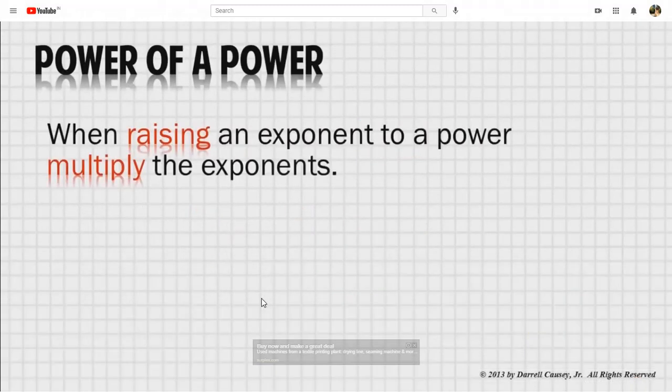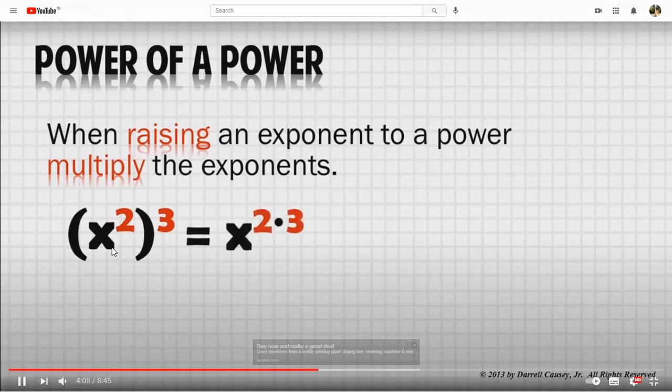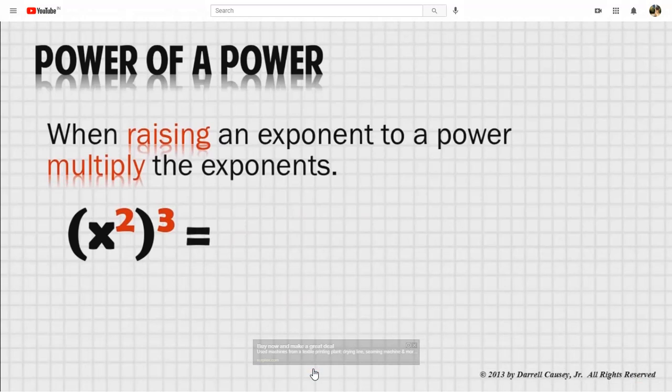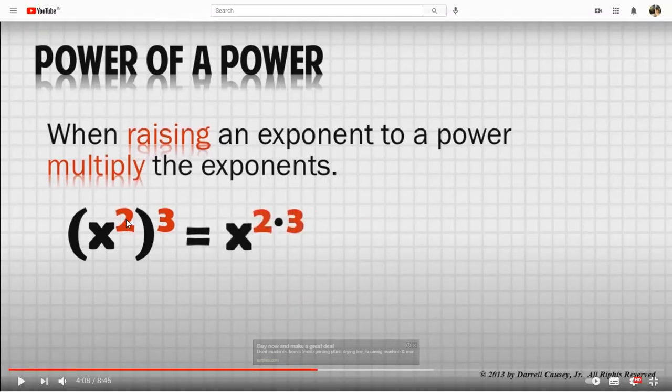Now next, when raising an exponent to a power, multiply the exponents. This is the next law. That means if an exponent is raised to a power, how do we do that? Raising x to the power 2 to the power 3, the bracket is there, that means you have to multiply the exponents, x to the power 2 into 3. So let us do the proof. Let us prove it, how it is possible.